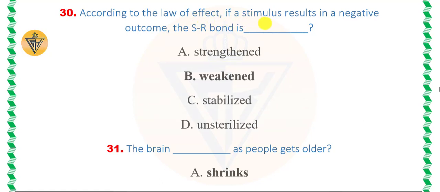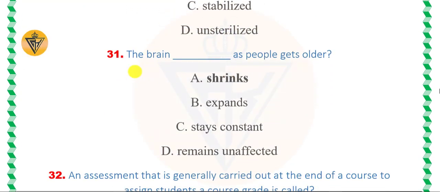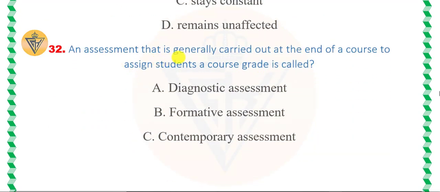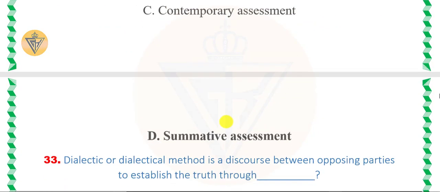According to the law of effect, if a stimulus results in a negative outcome, the SR bond is, option B, weakened. The brain dash as people get older. Option A, shrinks. An assessment that is generally carried out at the end of a course to assign students a course grade is called option D, summative assessment.